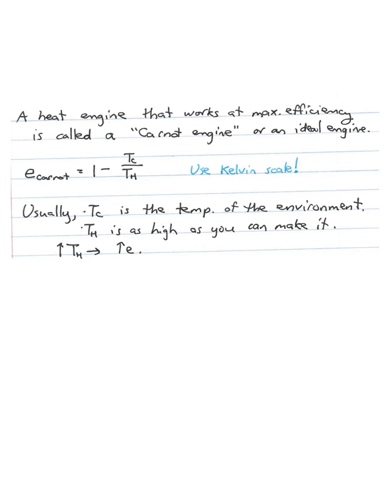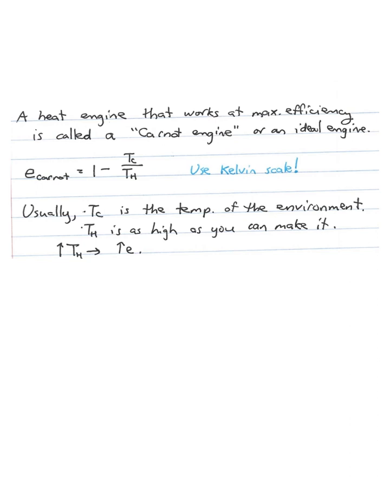A heat engine that works at maximum efficiency is called a Carnot engine or an ideal engine. So the idea here is that by the laws of physics, by the laws of thermodynamics, there is a maximum possible allowed in the universe efficiency for any heat engine, and it's this.